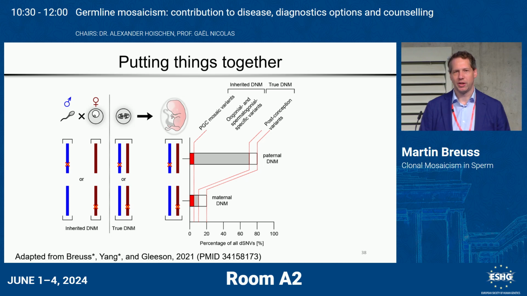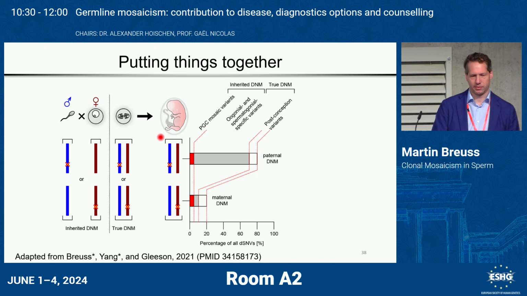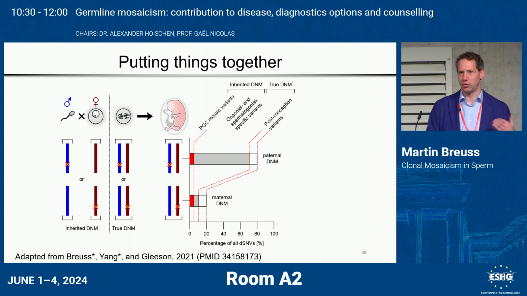So what about putting all this information together? And Anna already mentioned this in terms of putting together these numbers. This is a different way to look at it. On the left here, you have the inherited de novo mutations, inherited as in they have been present in an egg or a sperm. You have the true de novo mutation that occurred in the very first cell division before you have more than one cell. But once we go to the embryo or to a child, we are not able to distinguish those two.